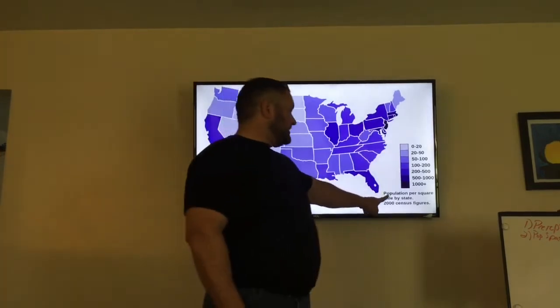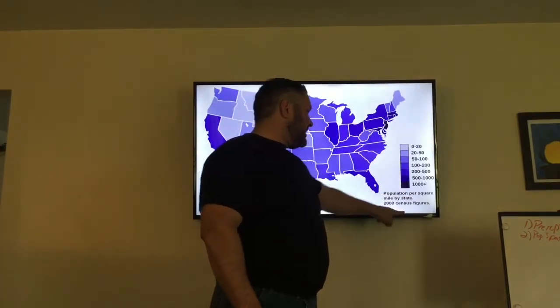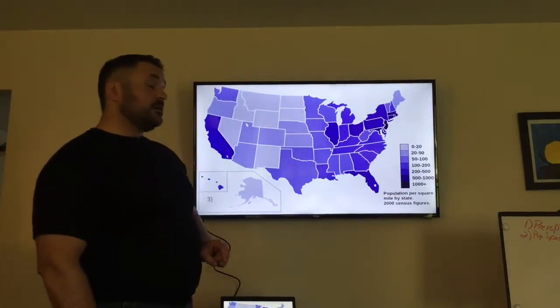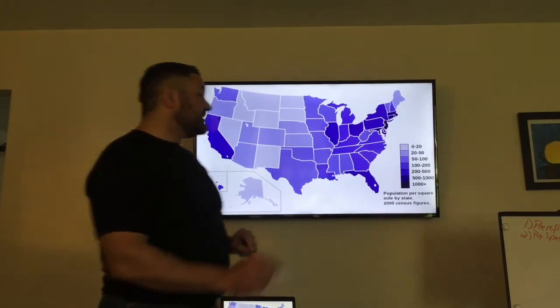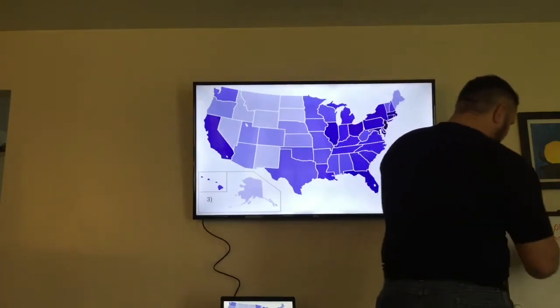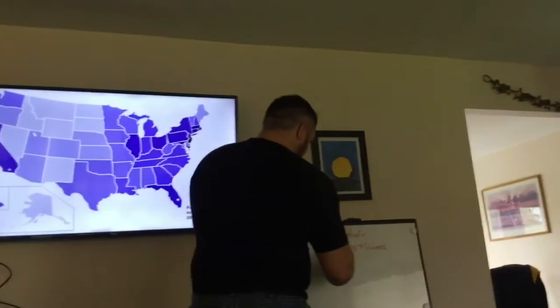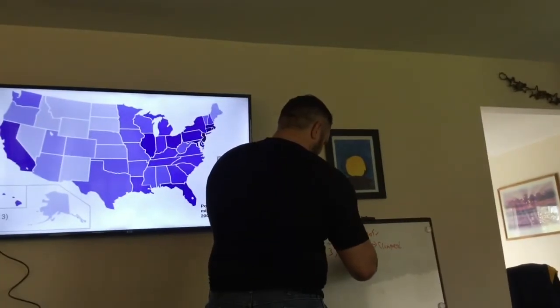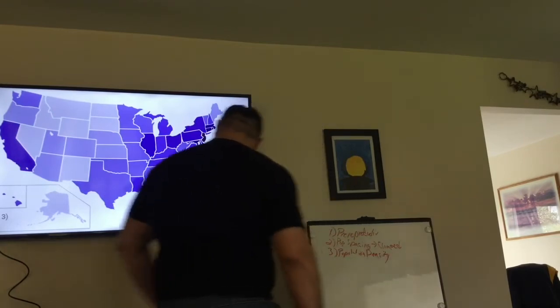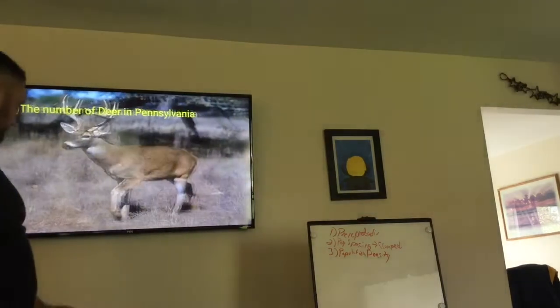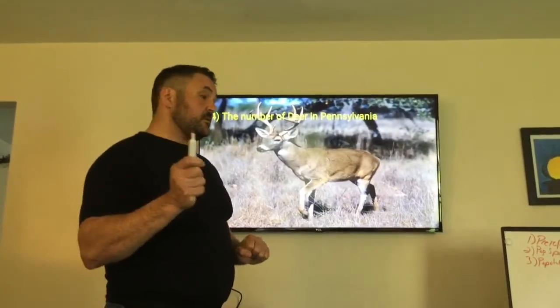This is the key here. Population per square mile per state. In other words, how many people live per area in a state? This one is a map that actually shows population density. The number of deer in Pennsylvania, just the number, is going to be straight up population size.